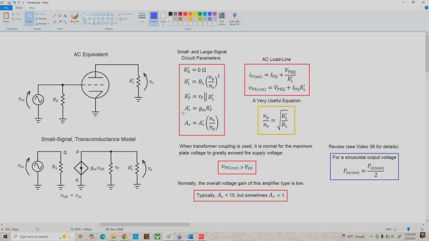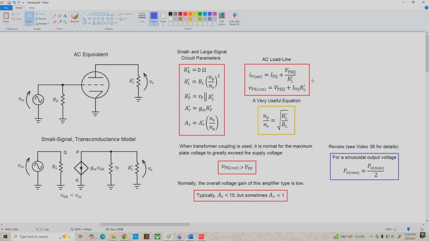Now, the next equation I have here is A prime V. That is the apparent voltage gain, which is transconductance times R prime P. And I threw the prime on here because it's not really the voltage gain of the amplifier. It's the gain of the plate relative to the grid. But remember, we're going through a transformer here, so to get the actual voltage gain, it's A prime V times the reciprocal of the turns ratio. Usually this transformer is going to be stepping down, so we're going to get a much lower voltage gain overall from the amplifier than from the tube itself from plate to grid.